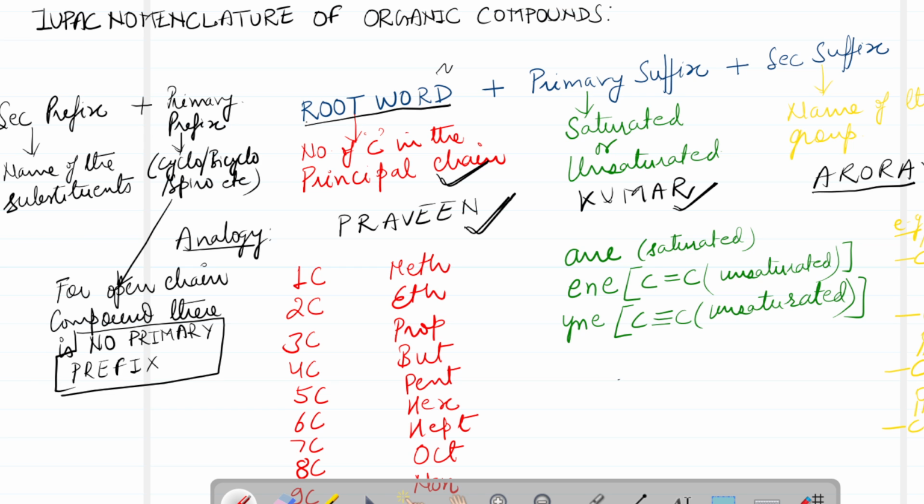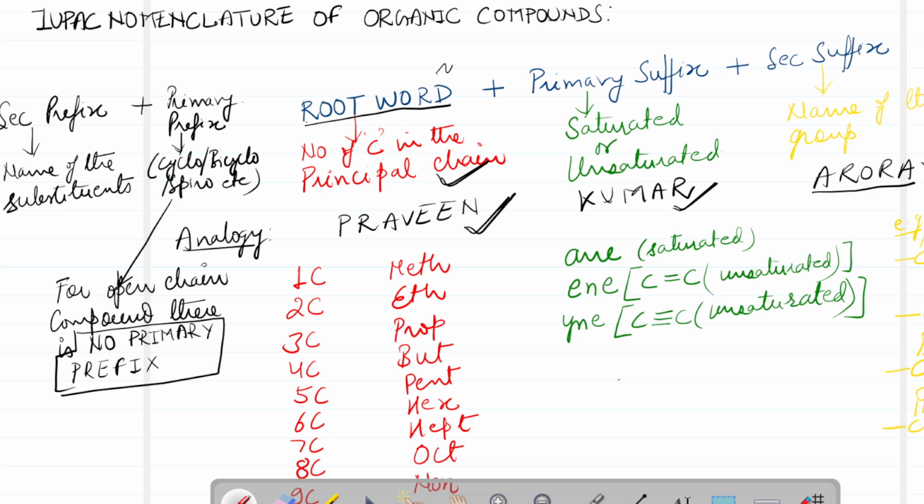In a similar manner, organic compounds are named. Root word tells you about the number of carbon in the principal chain. After root word, there is primary suffix, whether the compound is saturated or unsaturated. Then is secondary suffix, that would tell you about the functional group present in the compound.